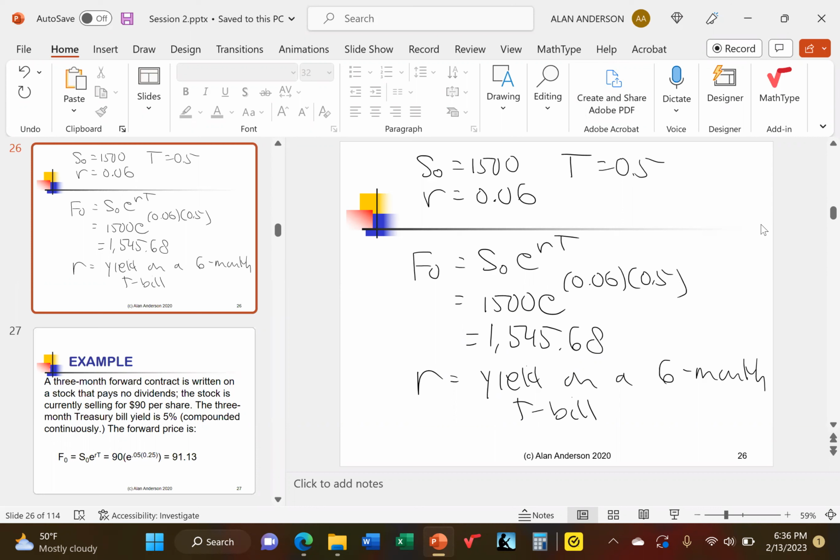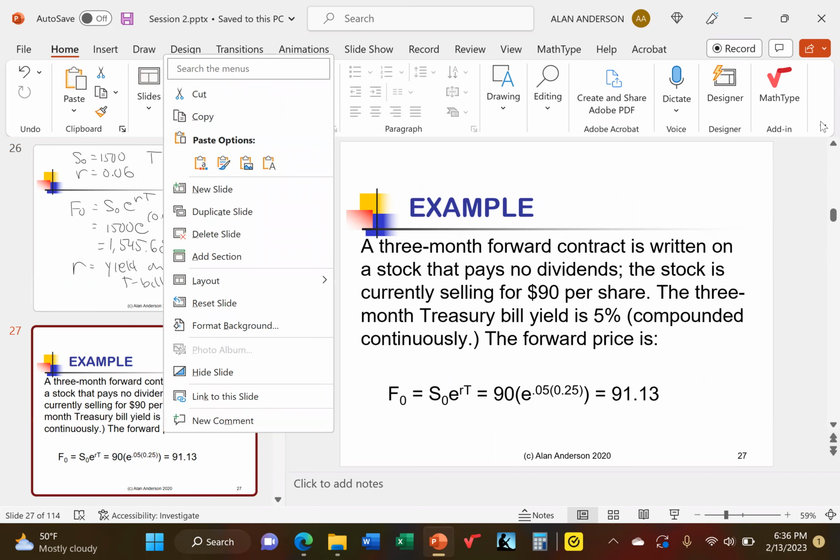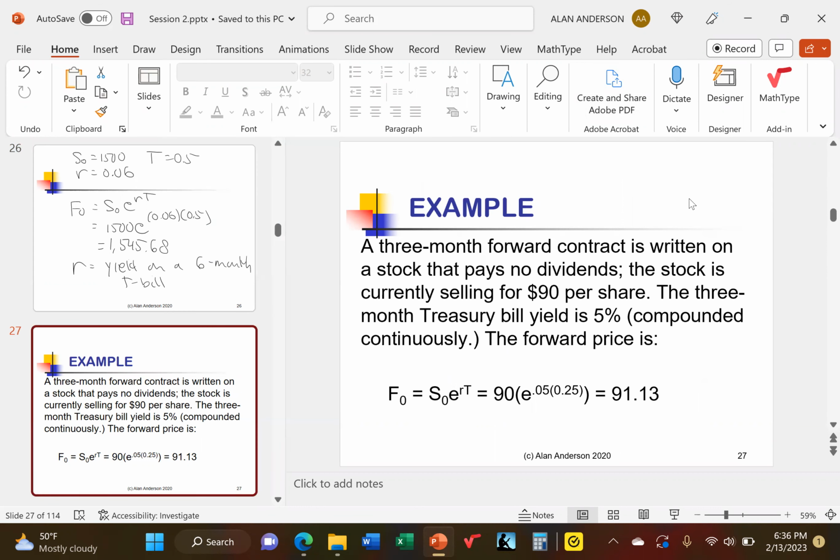All right, now here's another example where I've got a 3-month forward contract written on a stock that pays no dividends. The stock is currently selling for $90 a share. The 3-month rate of interest is 5% compounded continuously. So what's important here is that if you look at that formula, the T is listed as 0.25 because 3 months is being treated as a quarter of a year.